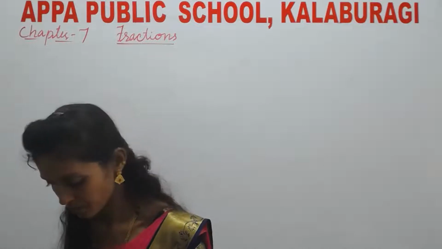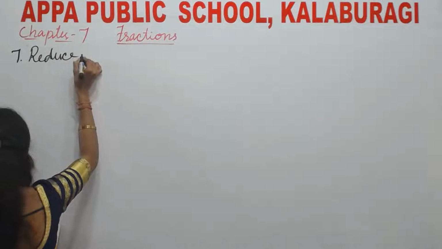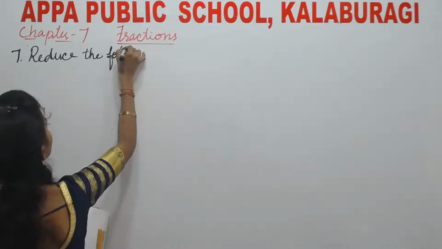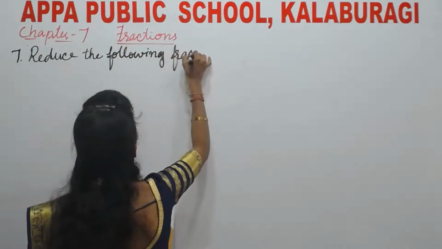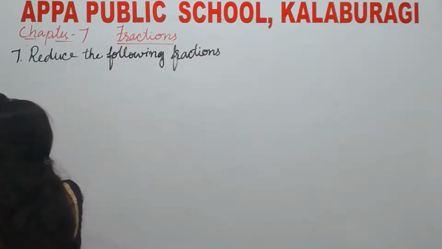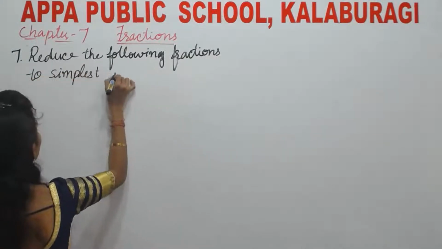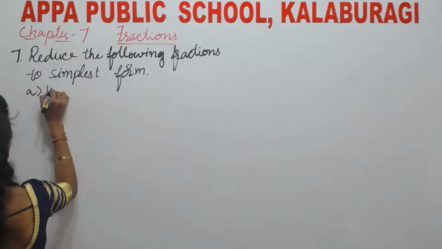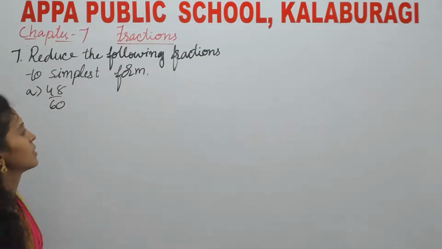Seventh bit. Reduce the following fractions to simplest forms. So the first one is 48 by 60. So how to do here?